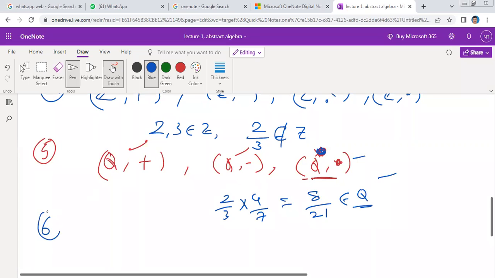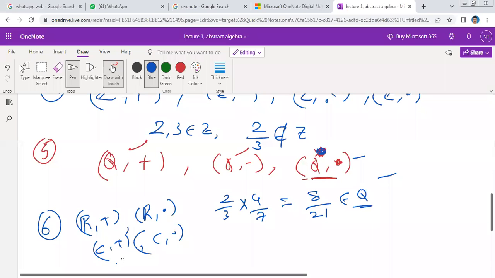Similarly, can you say real numbers, R plus, and then R dot, multiplication is also possible, right? So complex numbers, C plus, C dot, these satisfy the closure properties. I'm not checking all the properties, only checking for binary operation. Binary operation in the sense, if you take any two elements in that set, their operation under addition or under multiplication is again an element in that R.